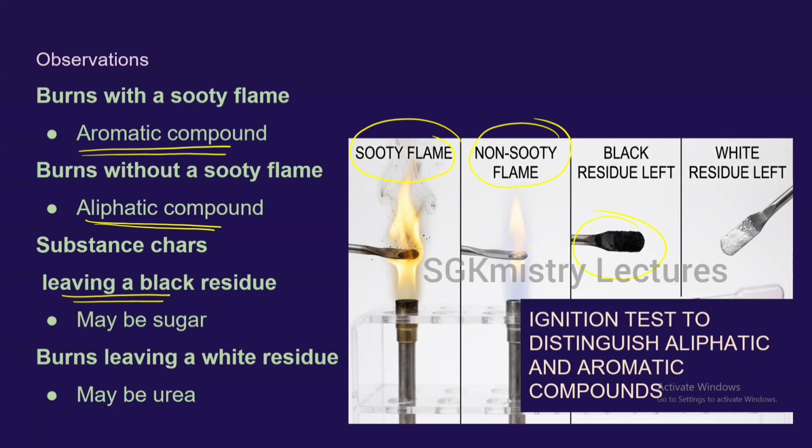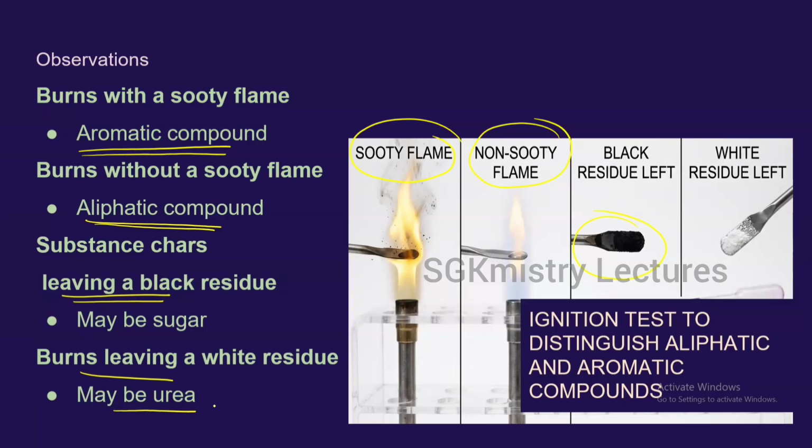Glucose is one of the samples which may be given for qualitative analysis. So when you do the ignition test and you get this black residue left behind on the spatula, you can have a clear idea that the given compound may be glucose. Suppose the compound burns with a white residue, then the given compound may be urea.